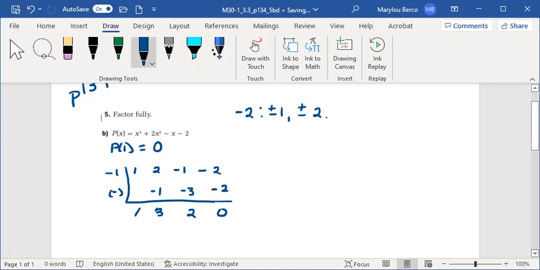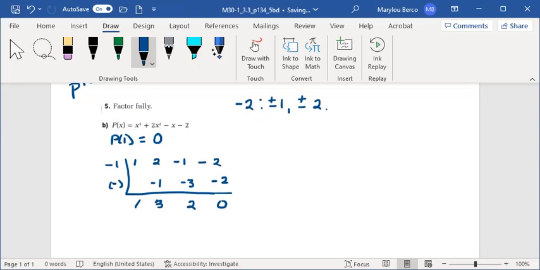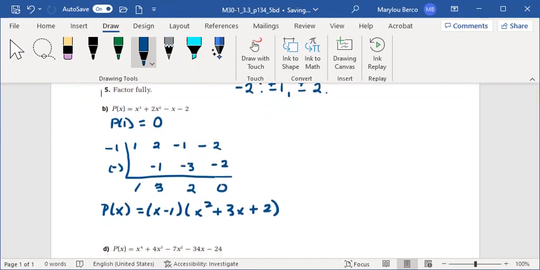So our factors now are p of x equals x minus 1 times x squared plus 3x plus 2. We have to factor this trinomial. So our final answer is x minus 1, x plus 2, x plus 1.